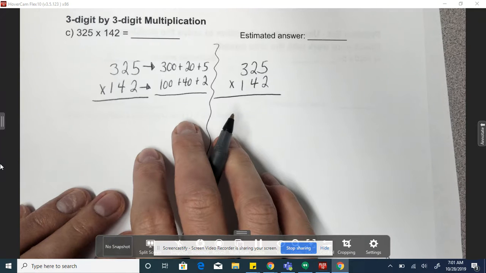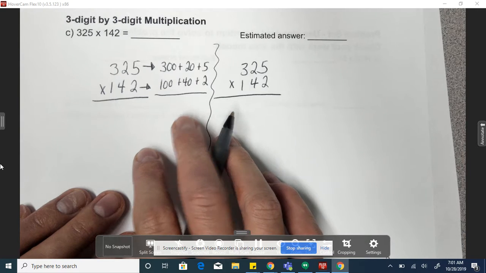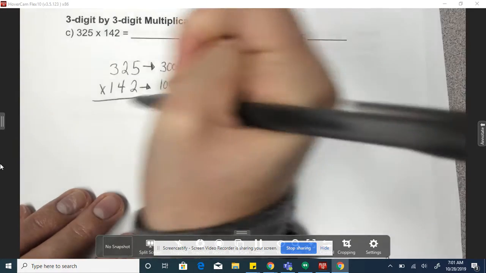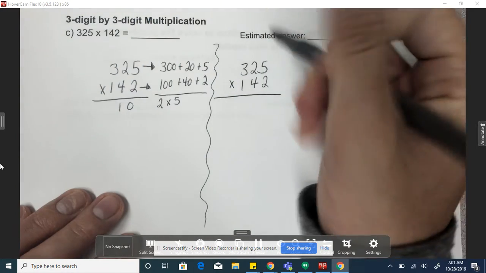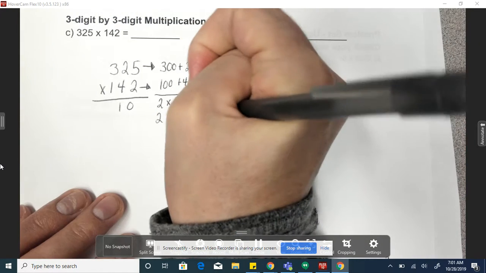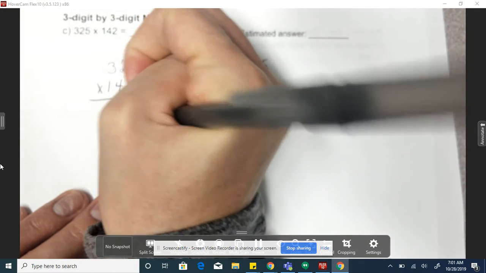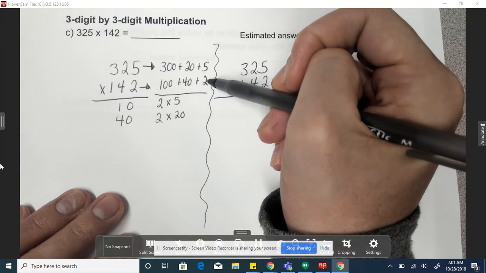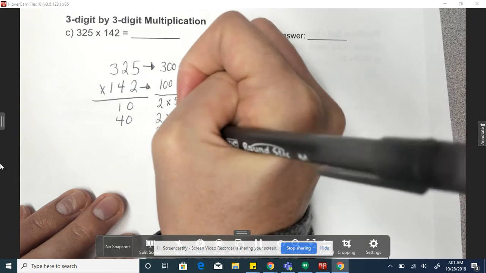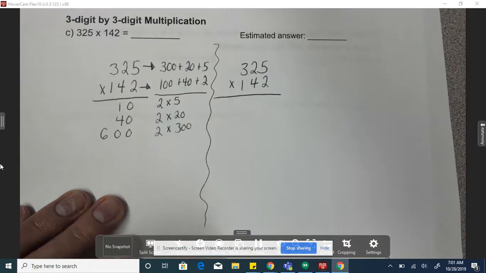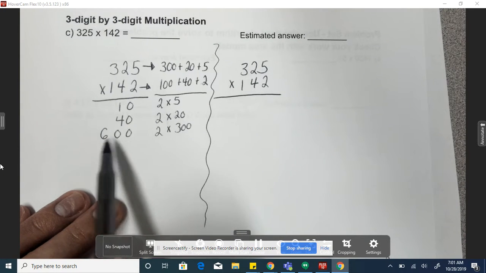There we go. So now, even though there are more numbers that we're multiplying, we're still always starting in the ones place. So I'm going to start here with 2 times 5, which we know is 10. Now we're going to do 2 times 20, which is 40, lining up the place values. And now we're going to do 2 times 300, which we know is 600. I need to make sure I line up the place values. So if we were to add all these up, we would get 650.